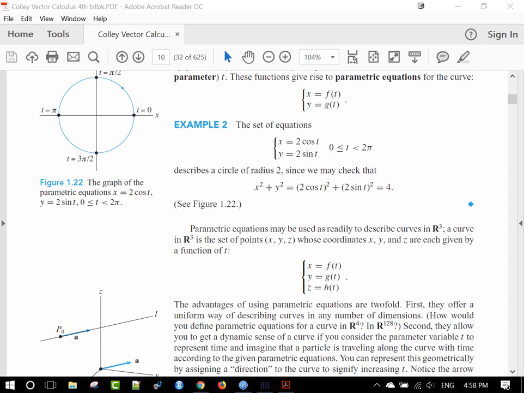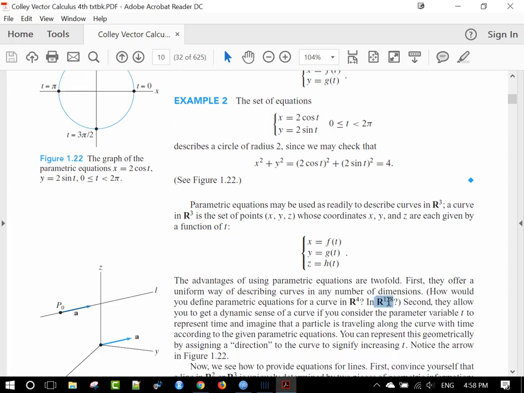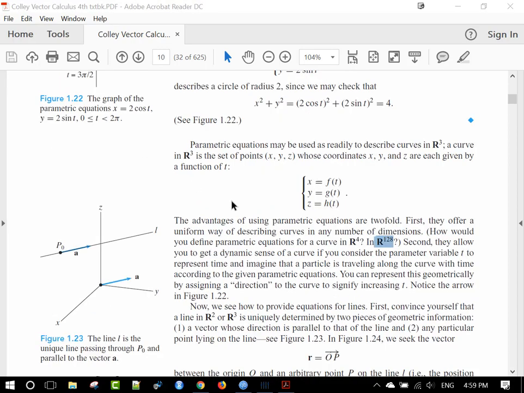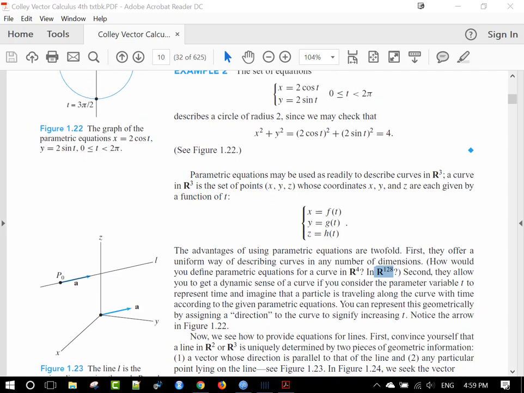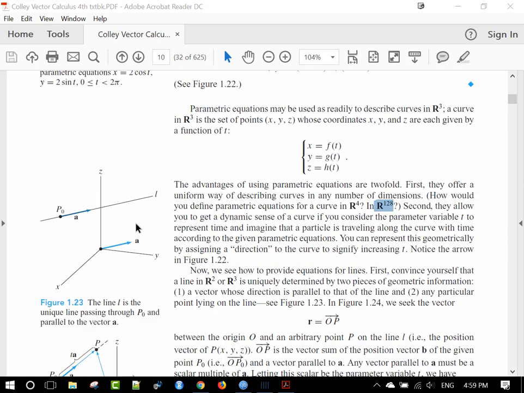So how can we use this parametric equations method to describe a line? How do we get exactly a line? We got a circle and so on, but how do we specifically get a line using this method? For a line in R3, they say you can specify that line if you have two pieces of information. If you know a point on the line, and you also know a vector A which is parallel to the line.